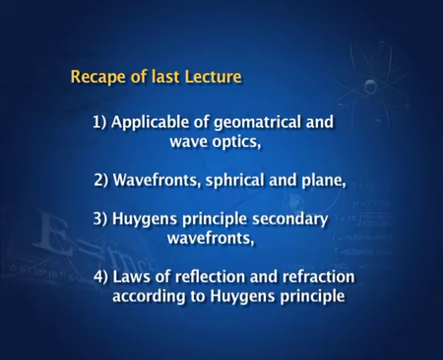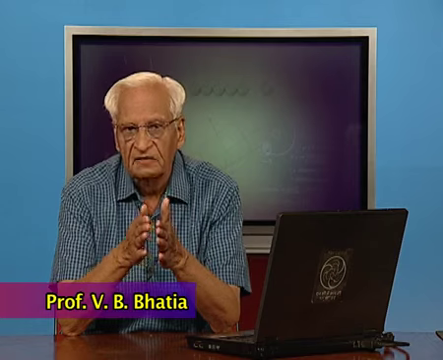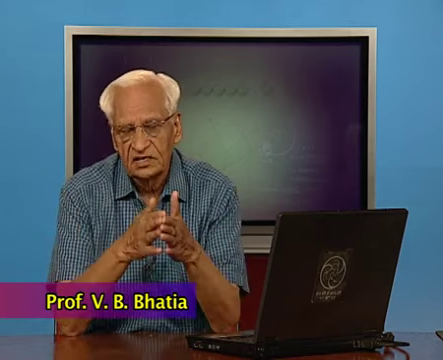In the last lecture, we discussed where geometrical optics is applicable and where wave optics is applicable. Recall that if the size of the slit is much bigger than the wavelength of light, which is tiny, so if the size of the aperture is much larger, then the light can be treated as travelling in rays. However, if the aperture is of the size of the wavelength or smaller than the wavelength, then the light cannot be treated as travelling in straight lines.